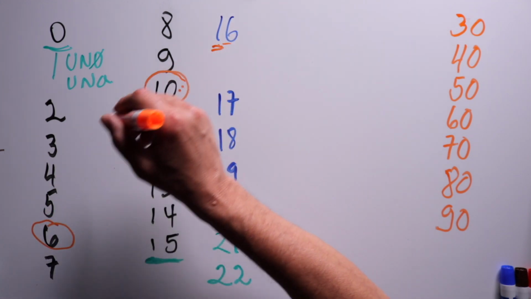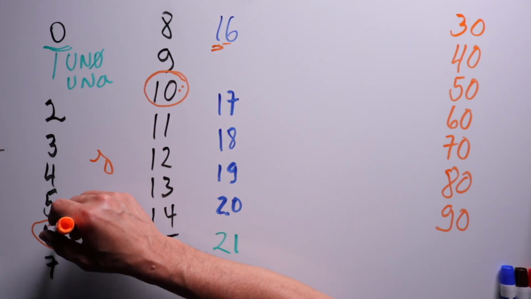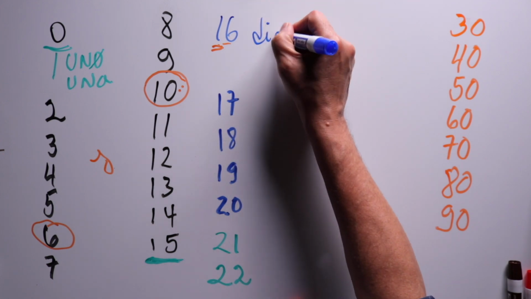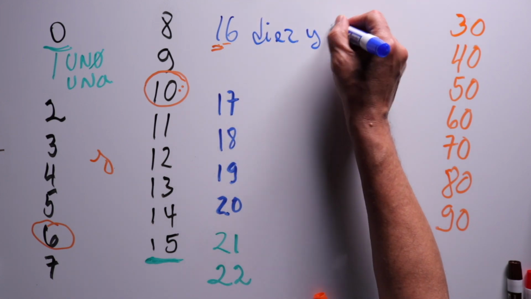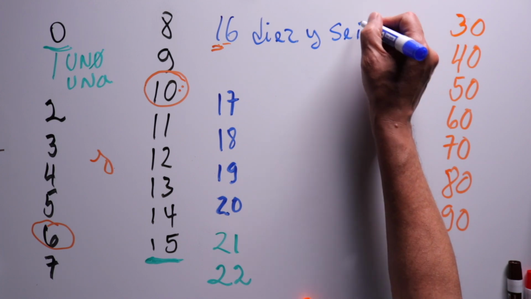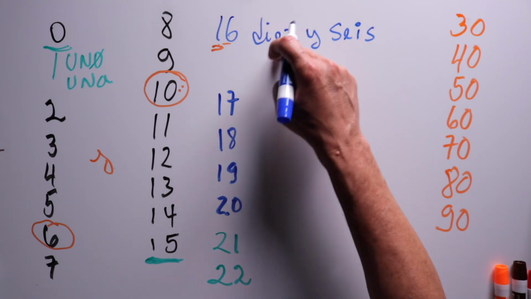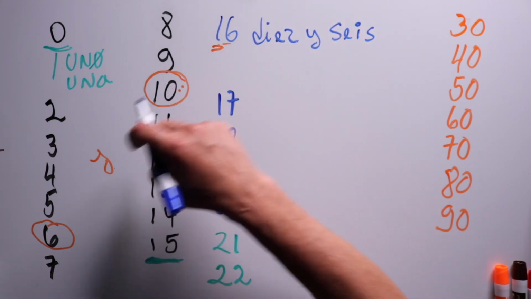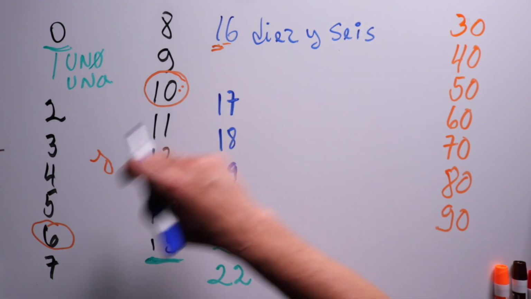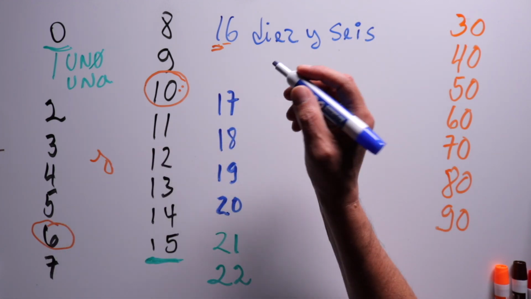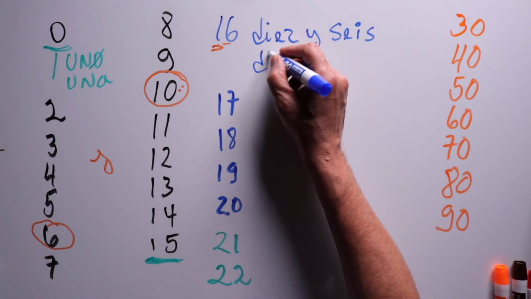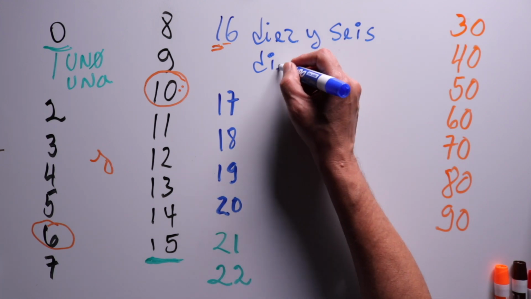10 y 6. This is one way to do it. It's very old-fashioned, but you hear the pieces of information. 10, the number 10, y, right? The number 6, 16. Now, the new generation tends to say it faster.